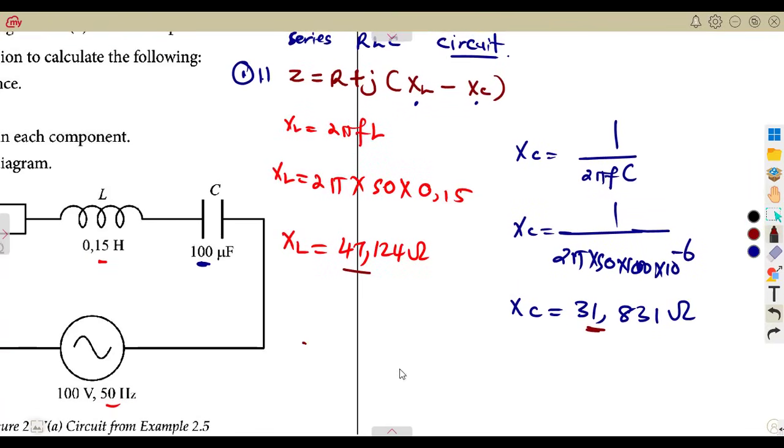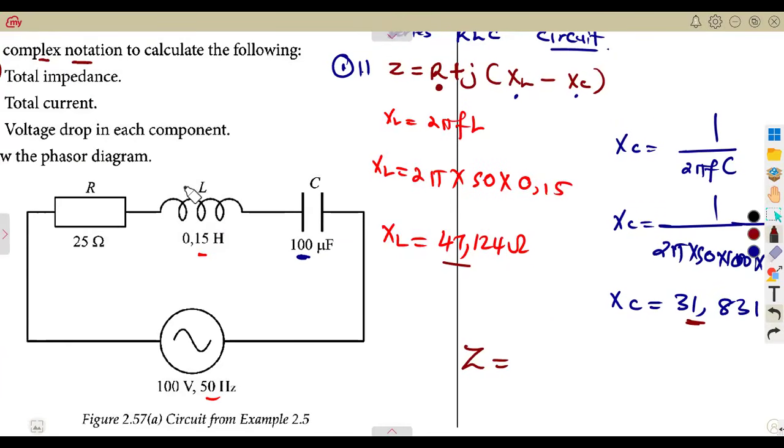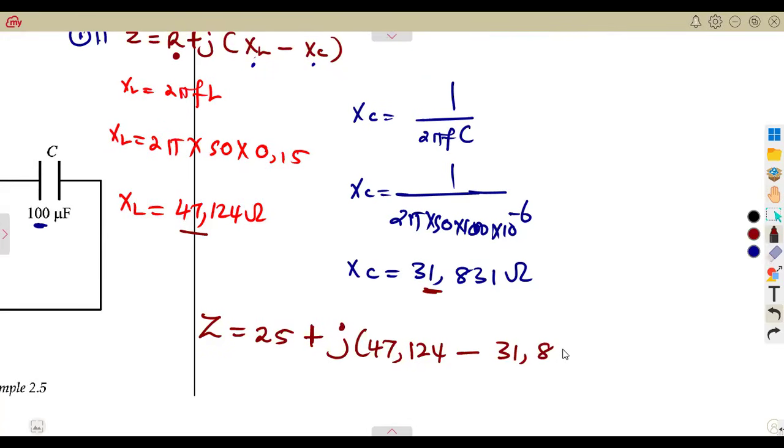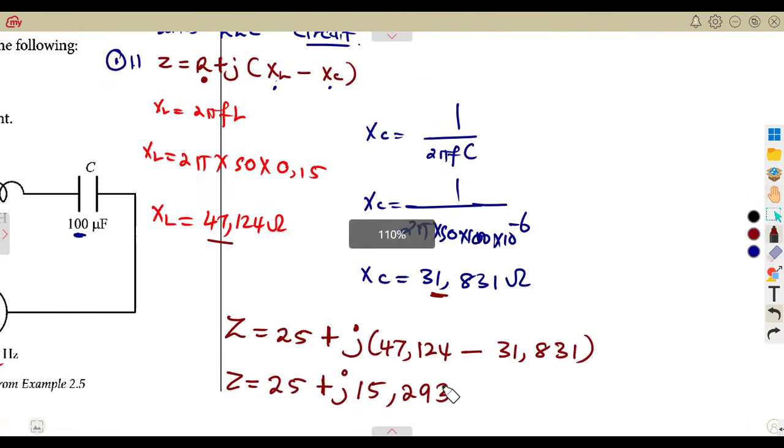As we are saying, Z is equal to R, the resistance value. We've got R from our diagram, the resistance is 25. So that's 25 plus j, XL minus XC. Our XL is given as 47.124 minus XC, which is 31.831. As you simplify, that gives us the value of Z, which is 25. Subtract these two values, it is going to be positive. So it's positive j. In this case, you're going to obtain 15.293. That's a positive. So you've got the total impedance of the circuit in ohms.